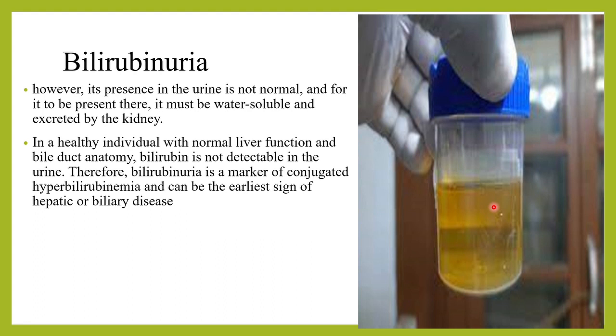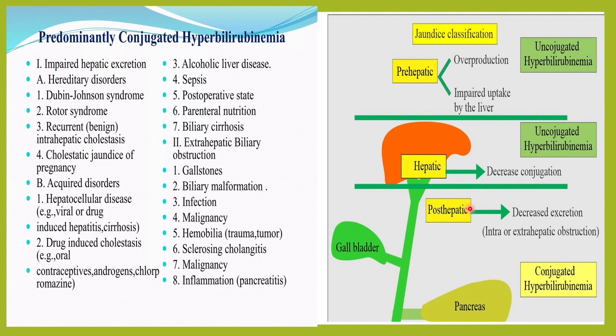If in a healthy individual we are seeing bilirubin, then we have to suspect whether it could be something related to abnormal liver function, or there is some problem with the bile ducts. So these are the causes for hyperbilirubinemia. It could be because of impaired hepatic excretion, there is some problem inside the liver wherein the liver is not able to excrete the bilirubin properly.